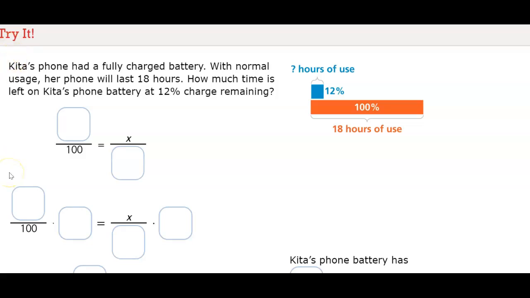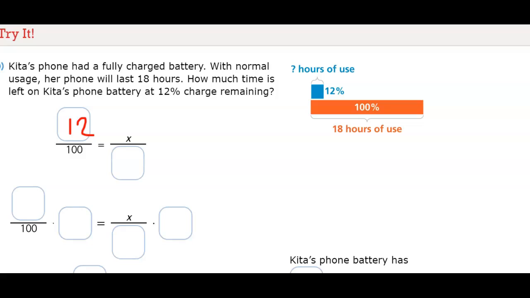Kita's phone had a fully charged battery. With normal usage, her phone will last 18 hours. How much time is left on Kita's phone battery at 12% charge remaining? To solve for how much time is left on Kita's phone battery at 12%, we need to follow the steps. The first step is putting the percentage total, which is 100, under the 12% that is being used.